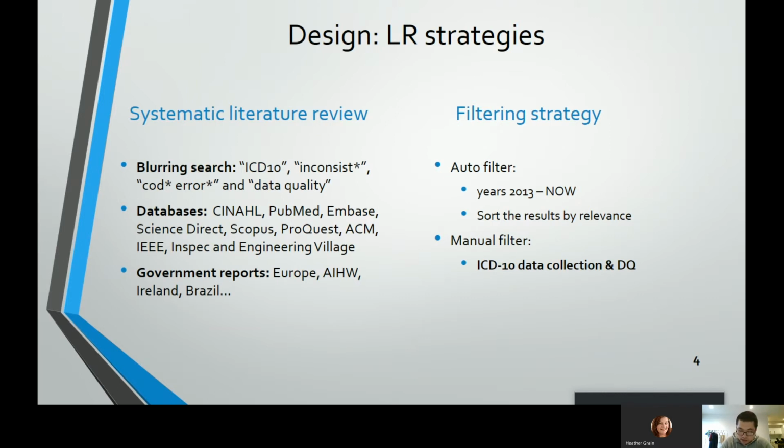I'll start with the research design, which is divided into literature review processes and data analysis processes. As for the literature review processes, I conducted a blurred search by combining these keywords, searching literature from these database engines, and I also searched government reports of different regions. The results were then sorted by relevance, and if less than 1,000 entries were returned, the first 100 results were manually assessed for relevance, while if more than 1,000 entries were returned, then the first 200 results were assessed. During this manual filtering, whether the paper is relevant to this research is determined by the research objective of the paper, which is whether it is talking about ICD-10 data quality and data collection issues or not.